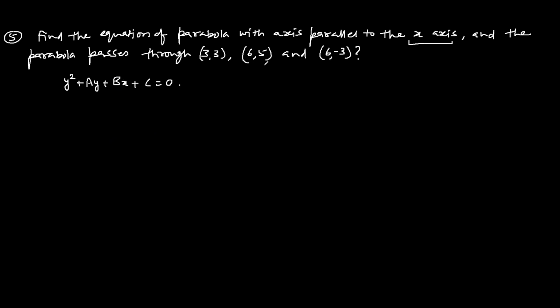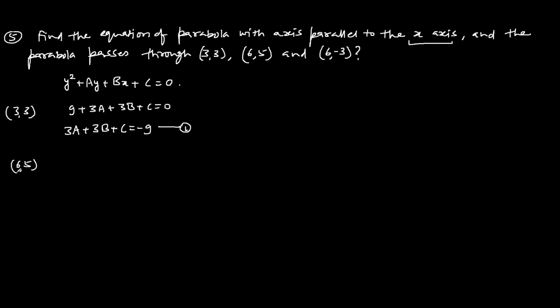So by substituting these 3 points we can get 3 equations, and by solving the 3 equations we can get the values of a, b and c. So let's substitute (3, 3). The first equation is 9 plus 3a plus 3b plus c equal to 0. So 3a plus 3b plus c equal to -9. This is the first equation.